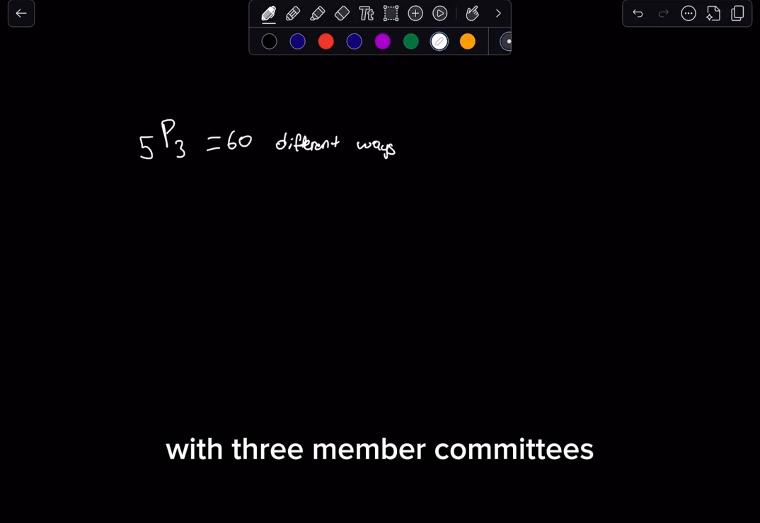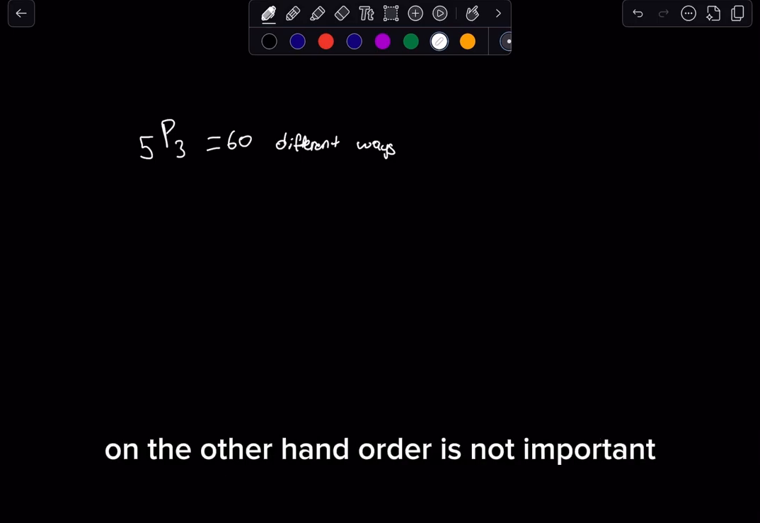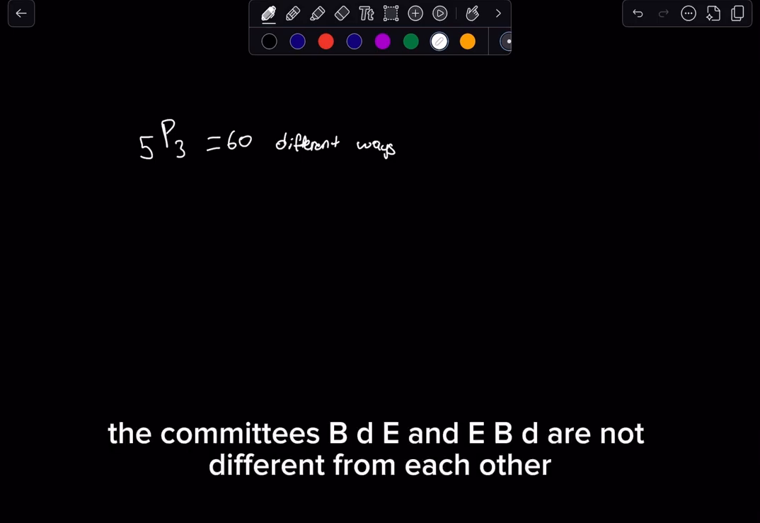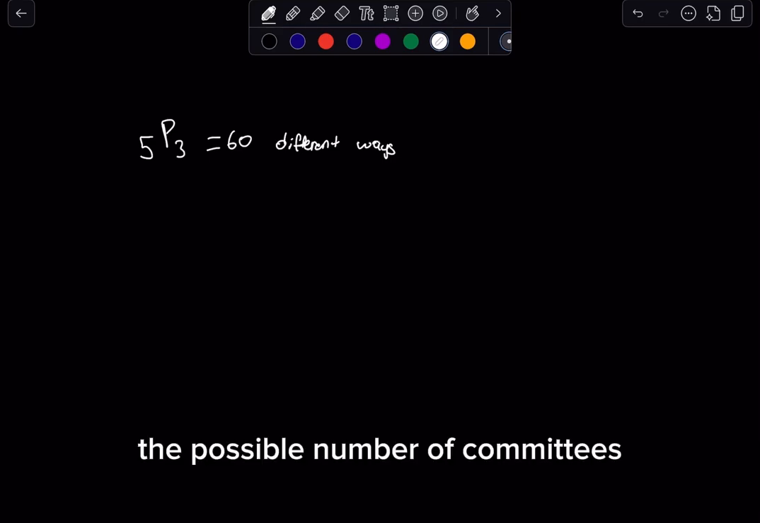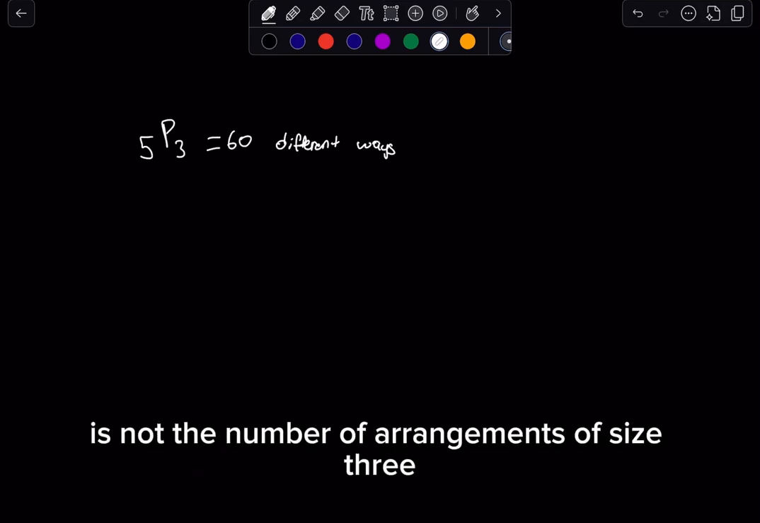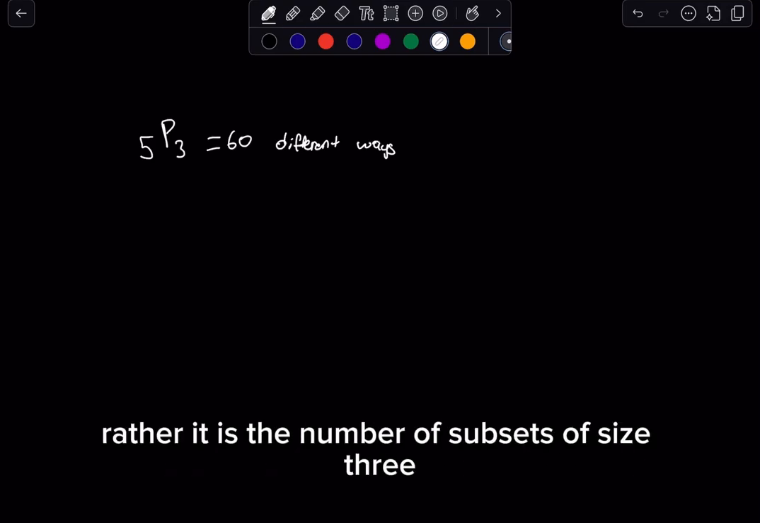With 3-member committees, on the other hand, order is not important. The committees BDE and EBD are not different from each other. The possible number of committees is not the number of arrangements of size 3. Rather, it is the number of subsets of size 3.